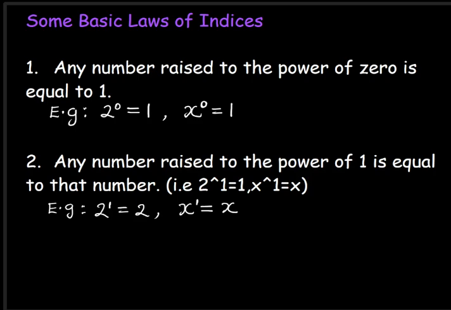Number one: any number raised to the power of 0 is 1. Not only numbers, this also applies to variables. Any number raised to the power of 0 is 1. So 2 raised to the power of 0 is 1, x raised to the power of 0 is 1.